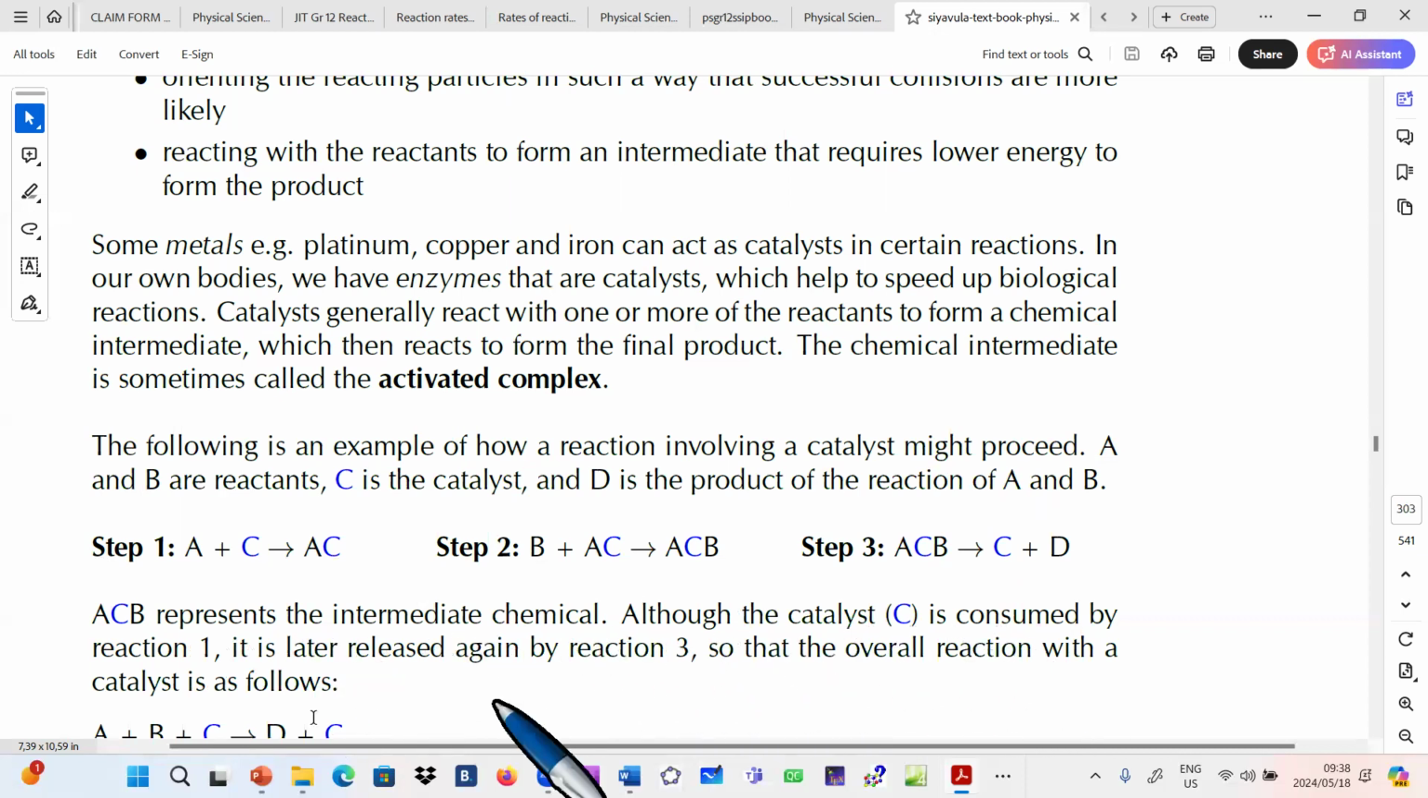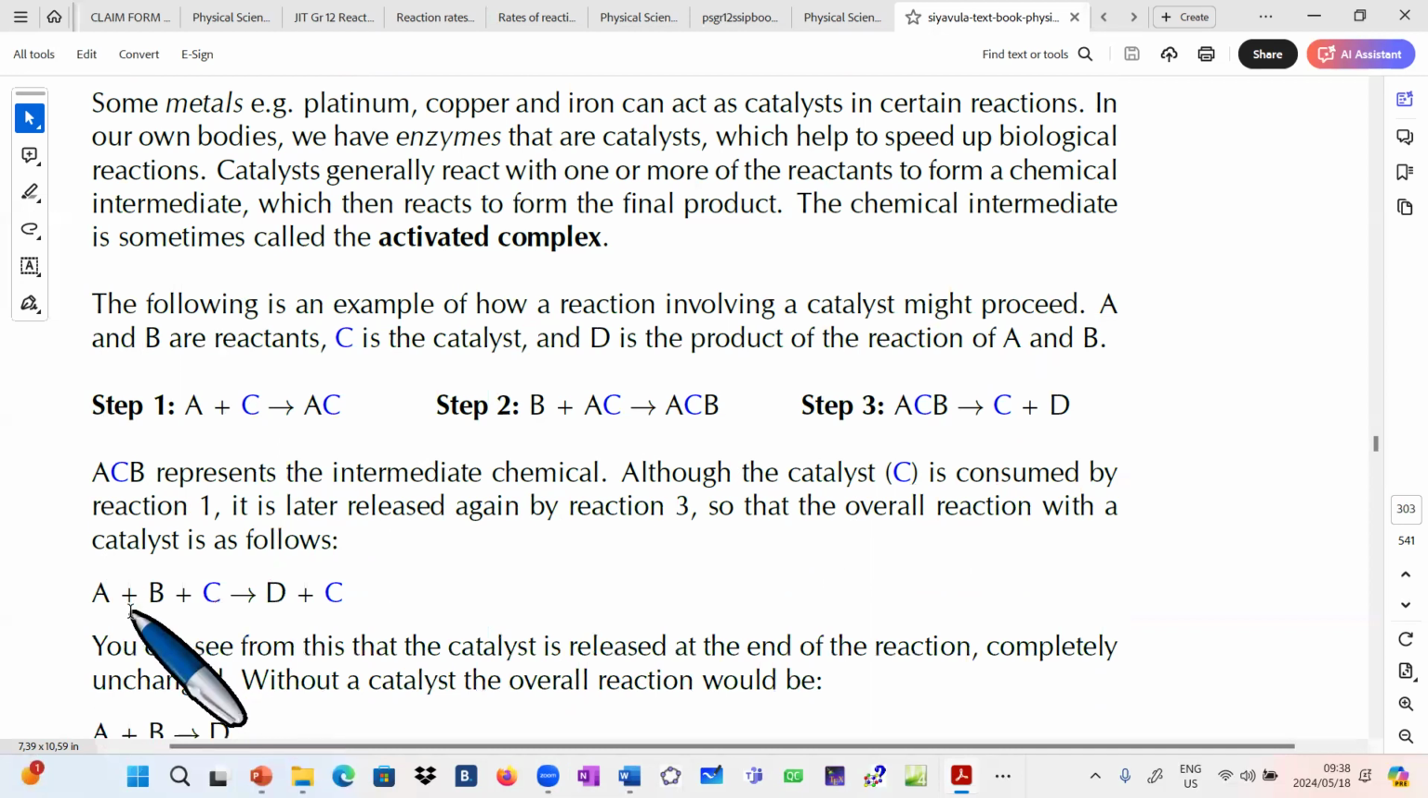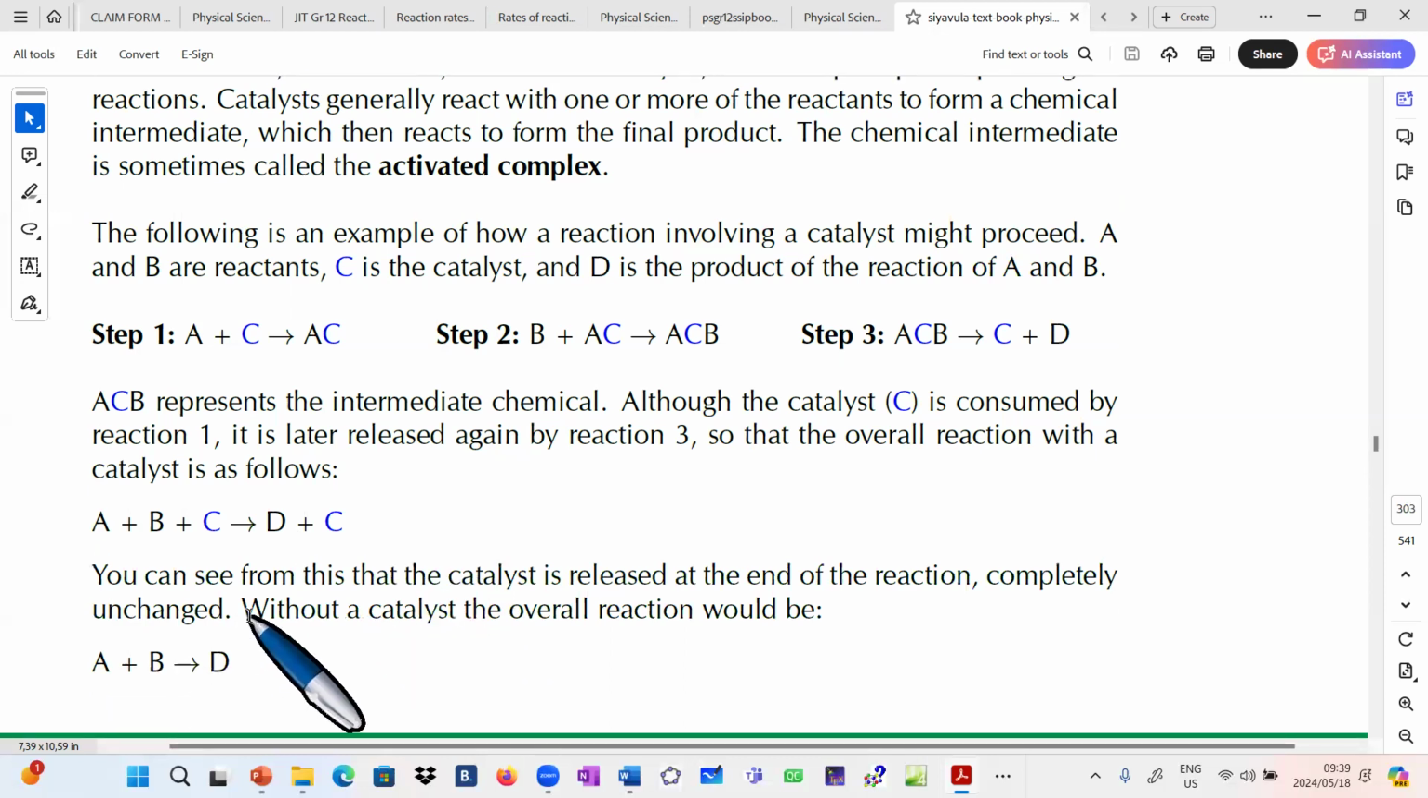Although the catalyst C is consumed by reaction one, it is later released again by reaction three, so that the overall reaction becomes A plus B plus C. The catalyst is just going to be there, and there's going to be a product, but the catalyst is released as it was added in the beginning. You can see from these that the catalyst is released at the end of the reaction completely unchanged.